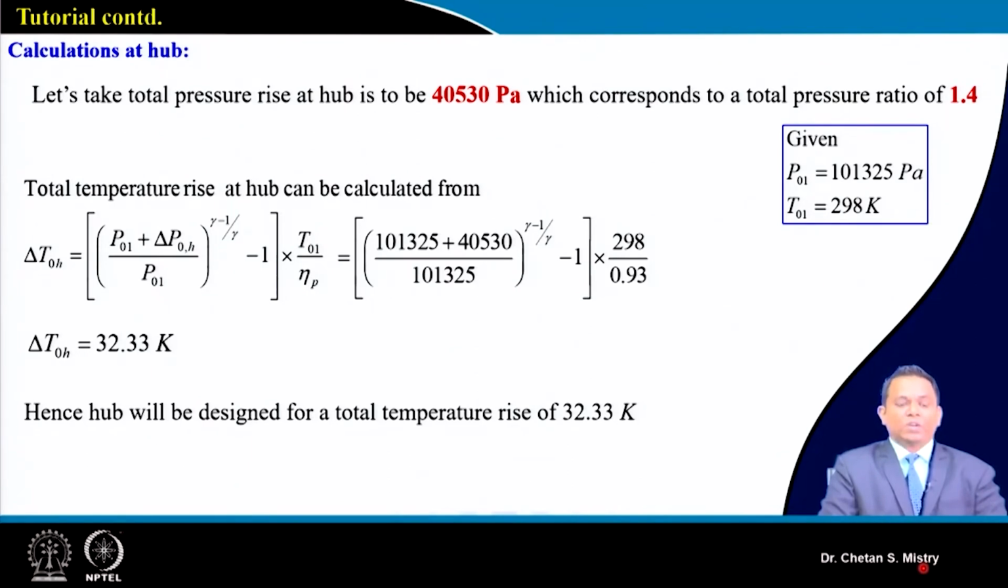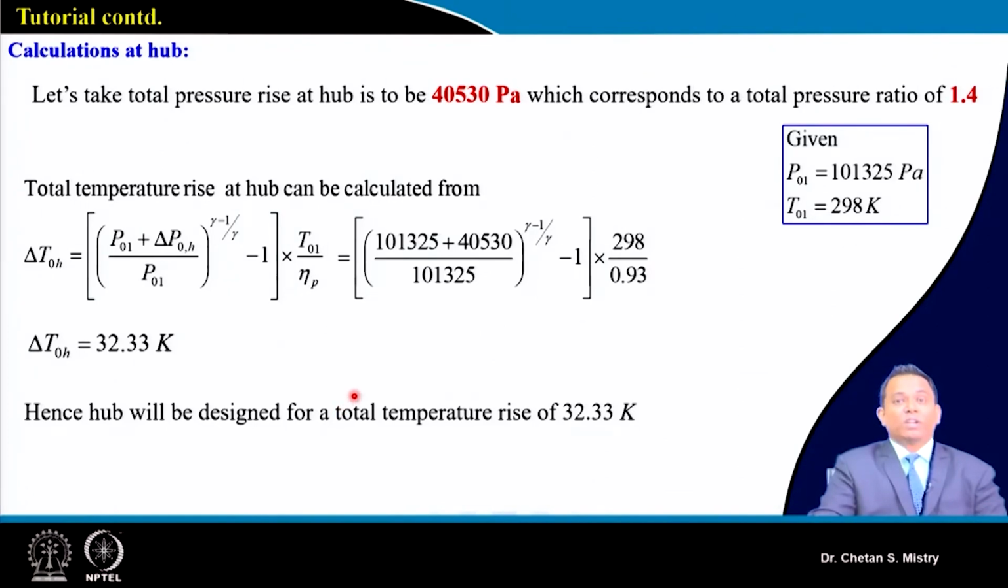Okay, if that is the case, at the hub station we can do our calculation for total pressure rise. So here in this case, at the entry, my pressure P01 is known to us. This is my total pressure we are expecting, that is 40530. We are assuming our efficiency to be 93%. That is giving me my delta T0 at the hub to be 32.33 Kelvin.